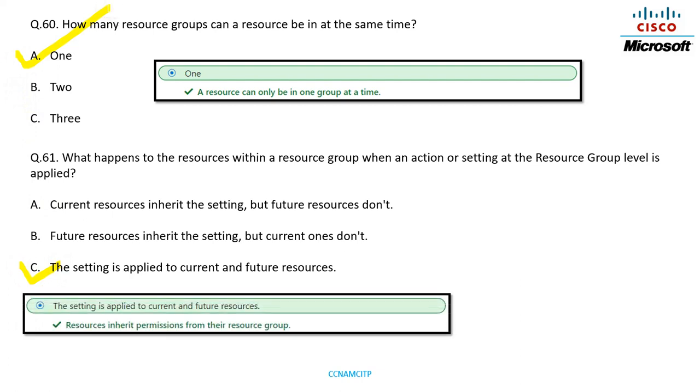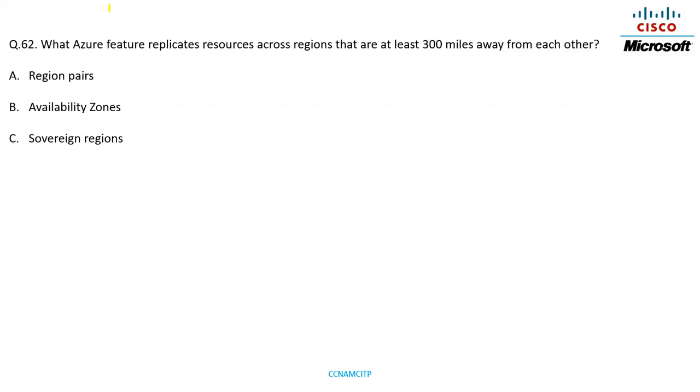Okay guys, and the next question, what Azure feature replicates resources across a region? So it is Azure region pair. Okay, in some questions they will ask you about 200 miles. Here you should not be confused. Even if it is 200 miles or 300 miles, select the region pair answer.